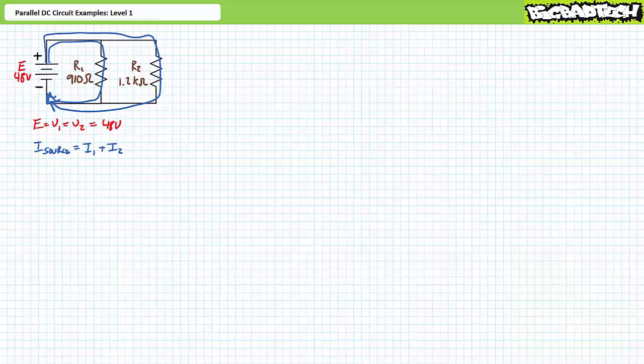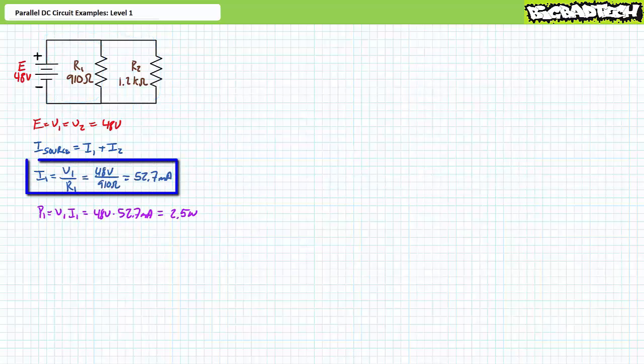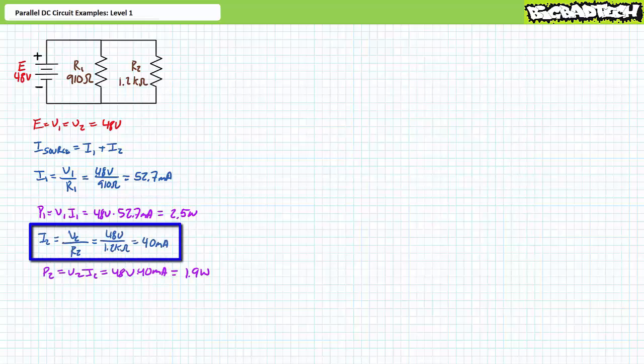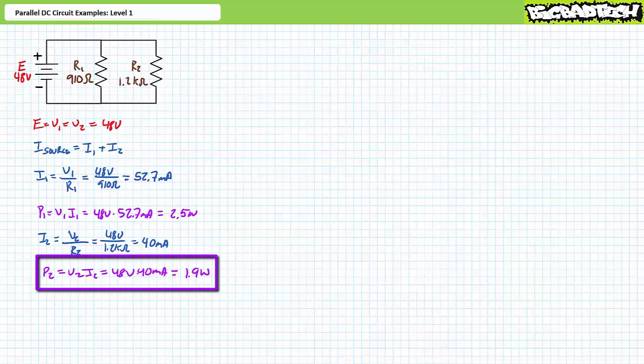There are several ways to obtain the desired figures. Perhaps the easiest, most direct means of doing so is through the simple use of Ohm's law. I1 equals V1 over R1. Substituting our given values yields I1 to be 52.7 milliamperes. P1 equals V1 times I1. Substituting our given values yields 2.5 watts. Similarly, I2 equals V2 over R2. Substituting our given values yields 40 milliamperes, and P2 equals V2 times I2. Substituting our given values yields 1.9 watts.